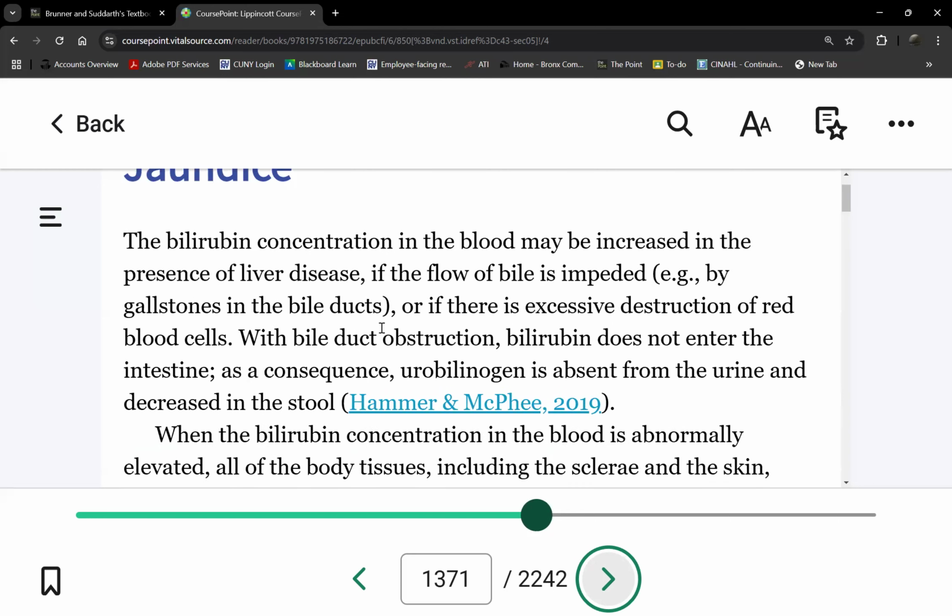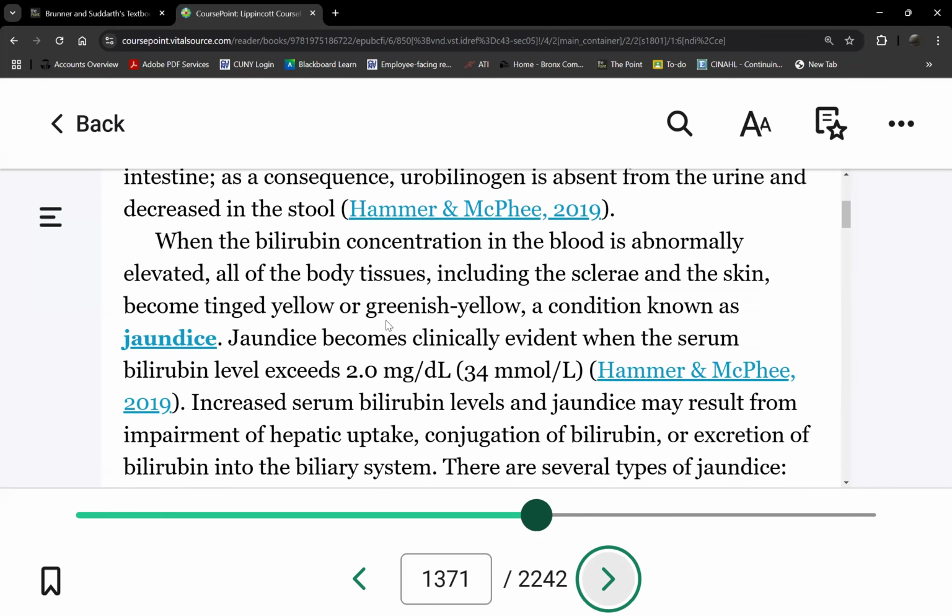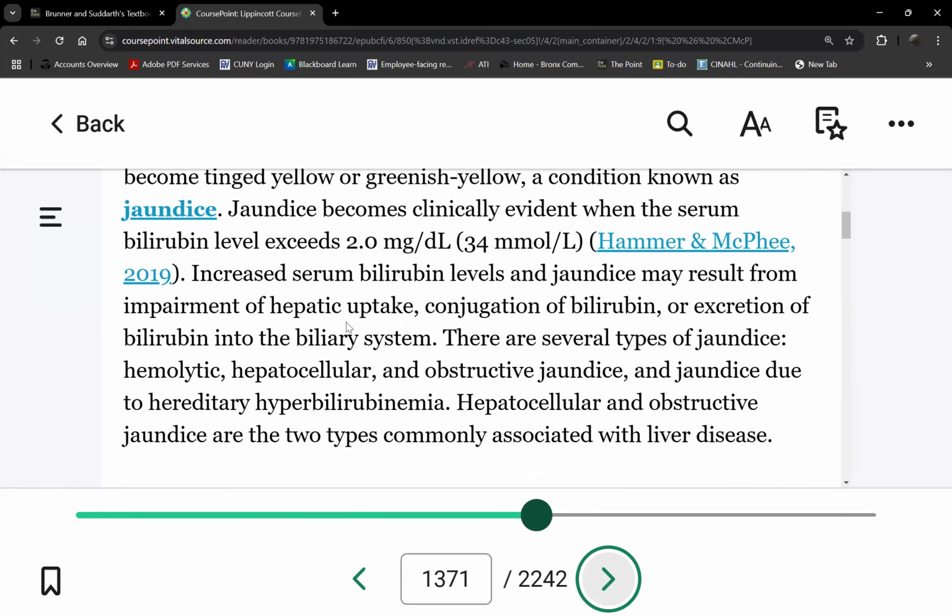So yellowing of the skin and yellowing of the sclera of the eyes. What will accompany this, by the way, is the urine. The urine will turn dark because bilirubin will also be excreted in the urine, along with the skin and the sclera of the eyes. So the urine here will turn tea colored, okay? Tea or Coca-Cola or Pepsi colored, okay? Dark.